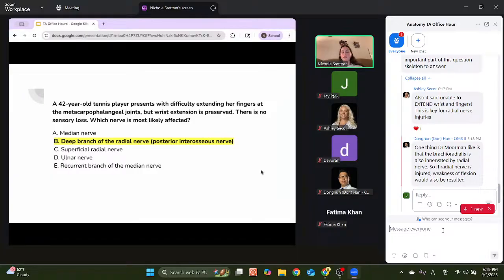And there was no sensory loss in this scenario, and there were also motor deficits. So superficial radial nerve wouldn't be a choice there, since you would need sensation loss.